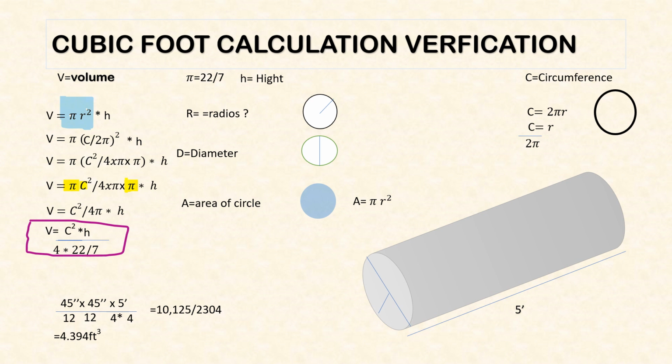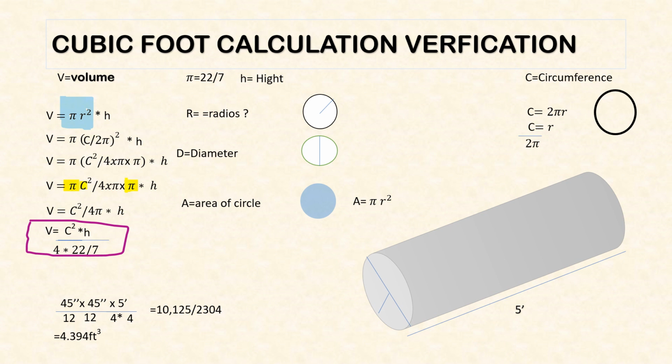When you consider the first formula, V equals πR squared H, so π we know and H also we know. In the example we discussed, the H was 5 feet, but here R we do not know. So we have to find the R. So how to find the R?